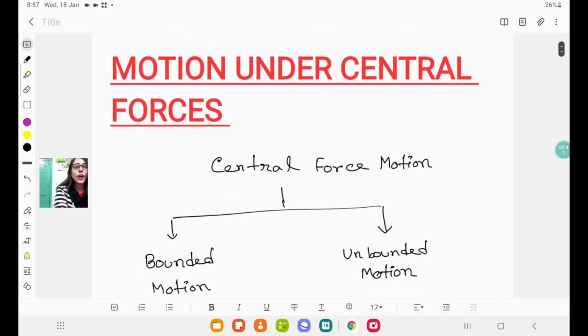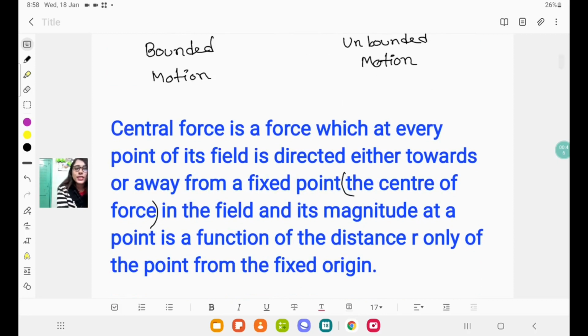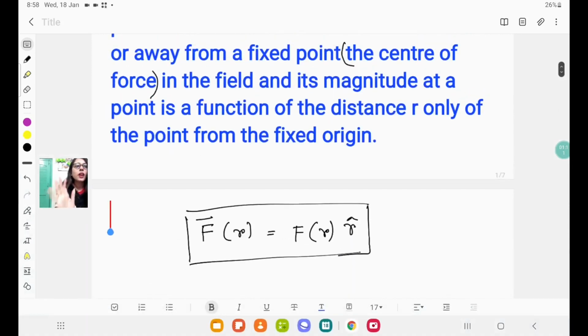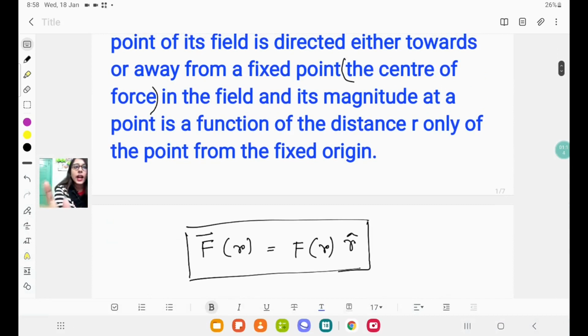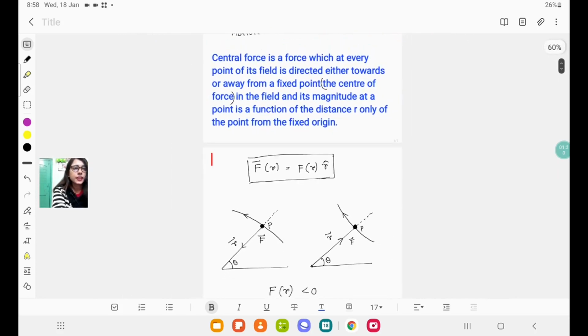So first of all, what is a central force? A central force is a force which at every point of its field is directed either towards or away from a fixed point. That fixed point is basically the center of force in the field, and its magnitude at a point is a function of the distance r only of the point from the fixed origin. What is r? r is basically the distance of a point. This is the definition, right?